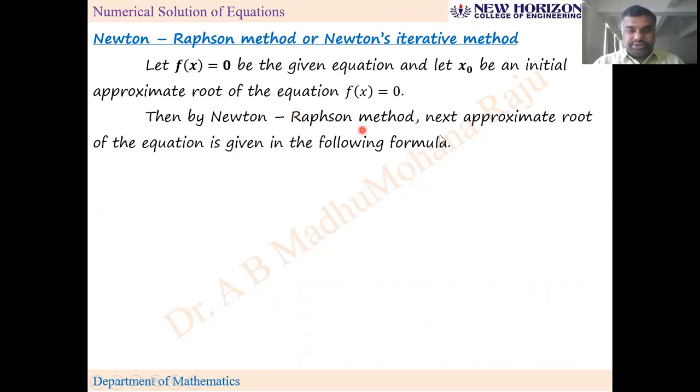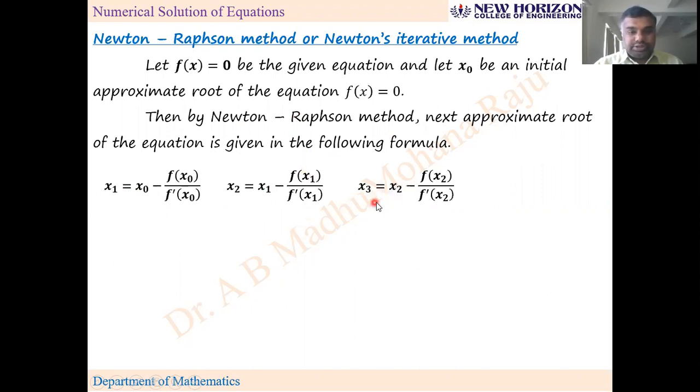Then, by the Newton-Raphson method, the next approximate root of the equation is given by the following formula: x1 is equal to x naught minus f of x naught divided by f dash of x naught. x2 is equal to x1 minus f of x1 divided by f dash of x1. x3 is equal to x2 minus f of x2 divided by f dash of x2. Means the current root depends on the previous approximate root. That's why it is called Newton's iterative formula. x4 equal to x3 minus f of x3 divided by f dash of x3.